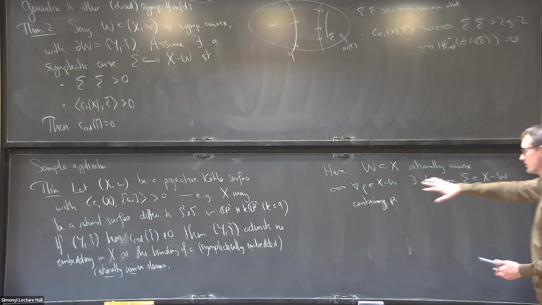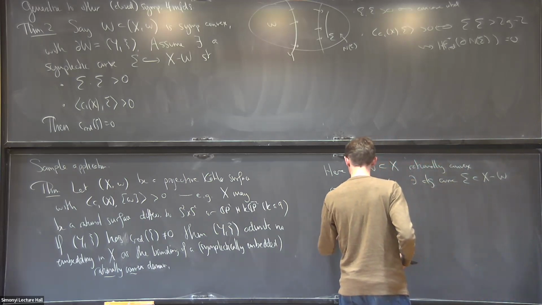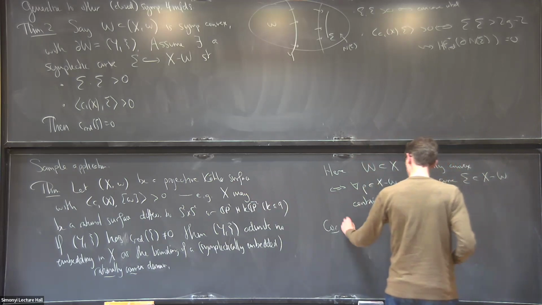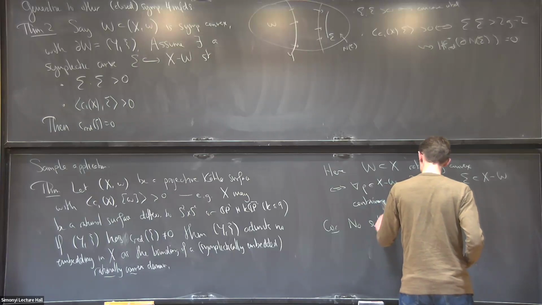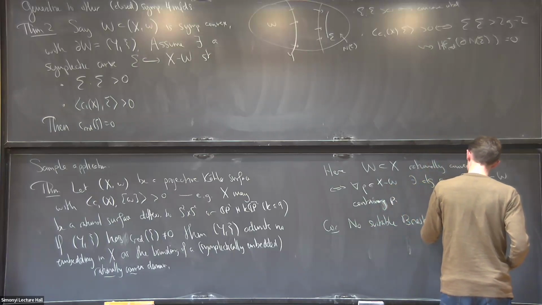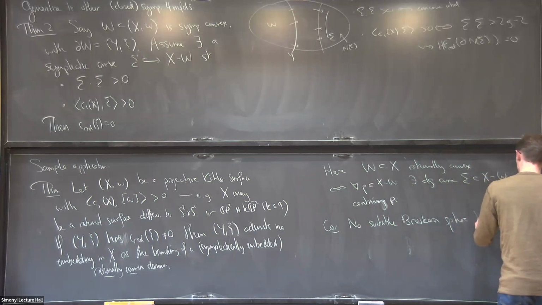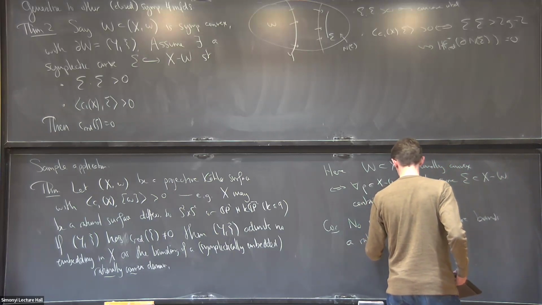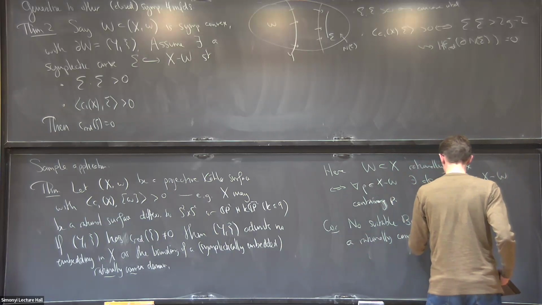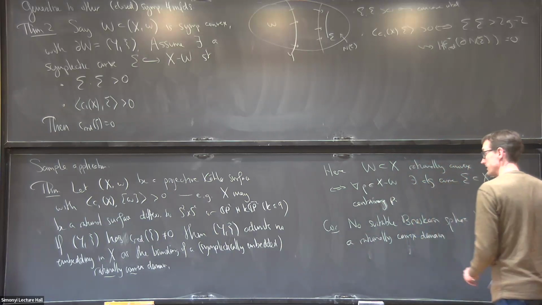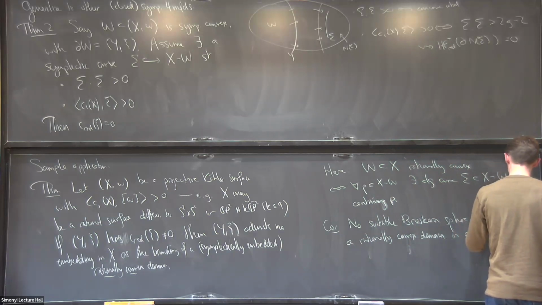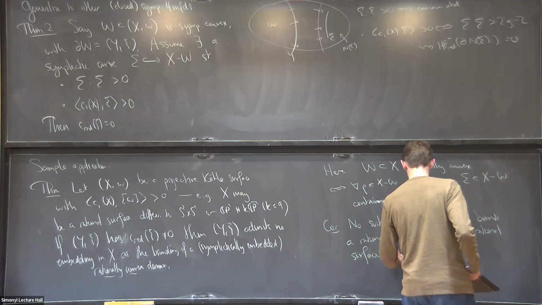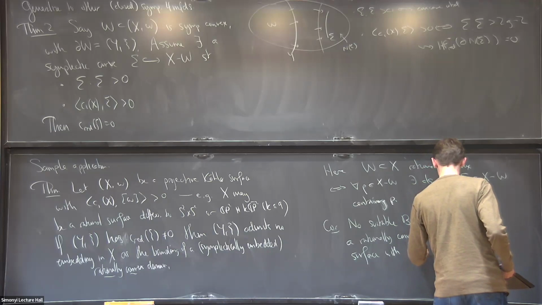So as a corollary, at least if you buy this theorem, because of what we know about the contact invariants for contact structures on Brieskorn spheres, no suitable Brieskorn sphere bounds a rationally convex domain in a rational surface with, let's say, b2 no more than 10.